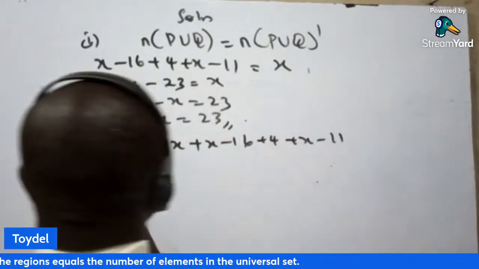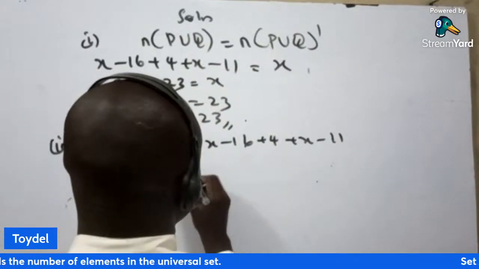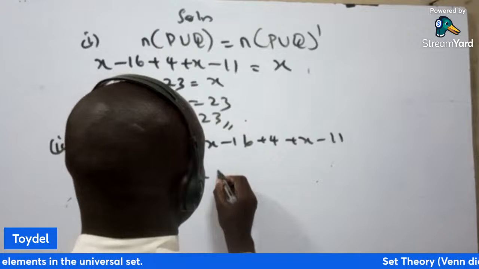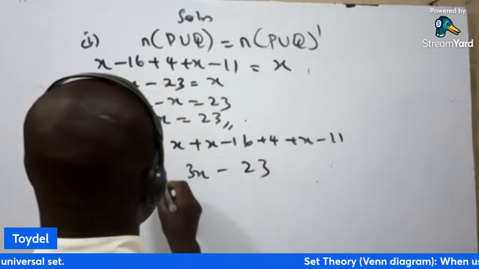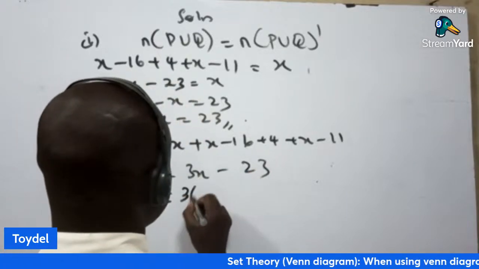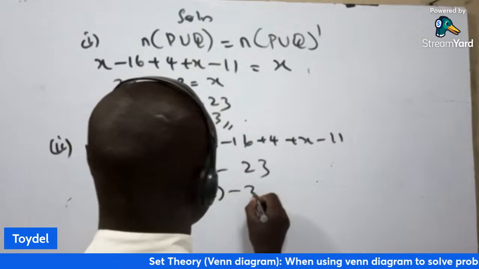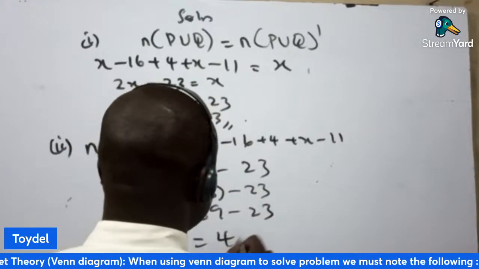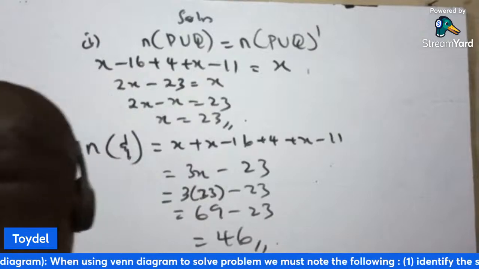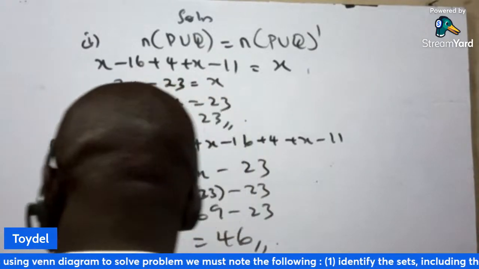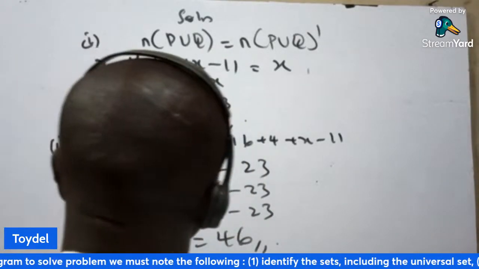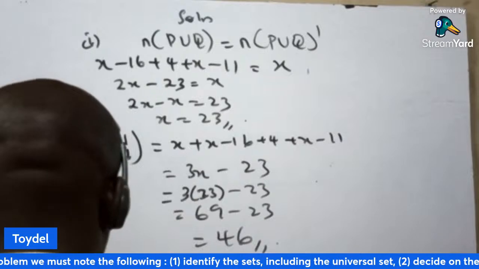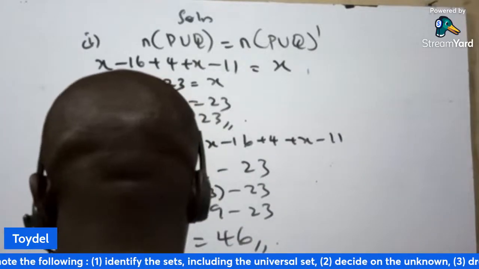So we have 1, 2, 3, we have 3x minus 23. And we have gotten the value of x to be 23. So that will be 3 times 23 minus 23. Then we have 69 minus 23. That is 46. So the cardinality of the universal set will be 46, and that is what we are expected to get.